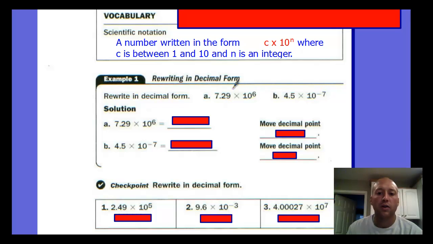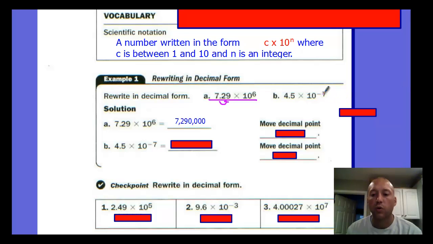And so we have here 7.29 times 10 to the 6. That means we're multiplying by tens, actually 6 tens. And every time you multiply by 10, we move the decimal one spot to the right. So what happens when you multiply by tens? And so 7.29 times 10 to the 6 is the same thing as taking the decimal, we're moving it 6 places to the right, and so we have 7,290,000.